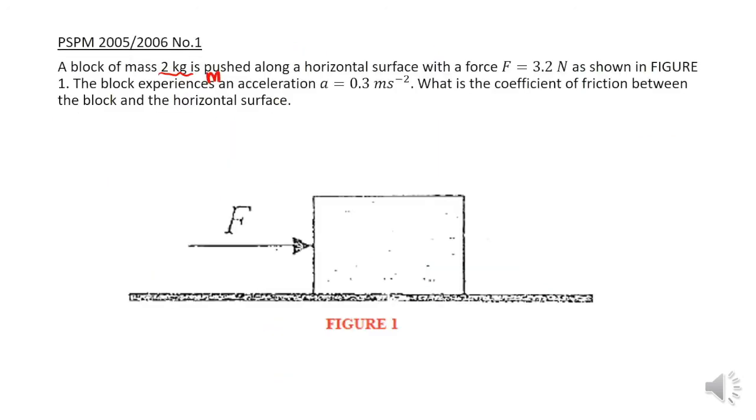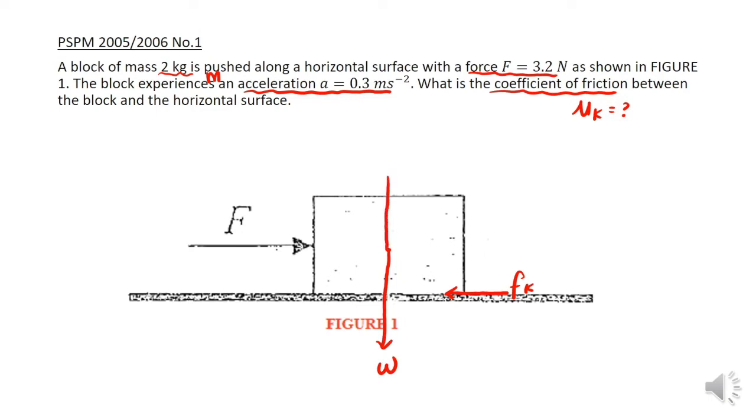Okay, let's start by solving the first question, where we have a mass of 2 kg, a force of 3.2 Newton, and the block experiences an acceleration of 0.3 meter per second squared. We want to find the coefficient of friction between the block and the horizontal surface. First we sketch the forces acting on the object. We have Fk, weight, normal, and the pushing force. And don't forget to write our acceleration, that is moving to the right.